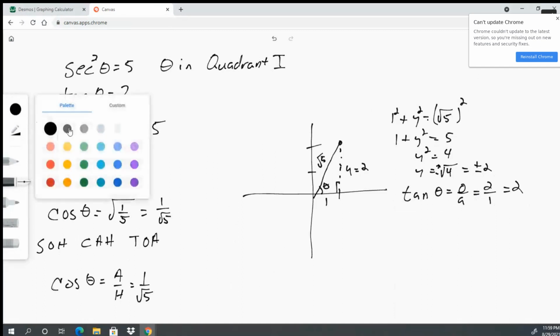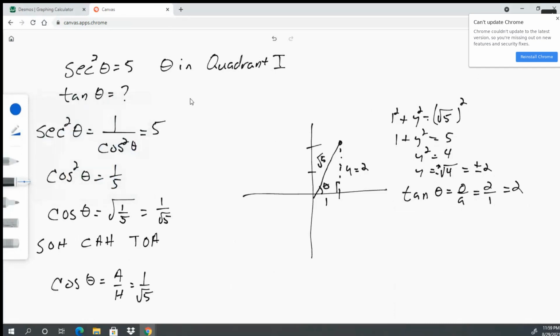Now, if we look at a different problem, right? Say we're looking at quadrant 2, for instance, right? In quadrant 2, secant squared theta is going to equal minus 5, right? Which means cosine theta is going to equal minus 1 over the square root of 5. How do we know that, right? Well, we know from here, right, this is minus 1. The hypotenuse is always positive at the square root of 5.